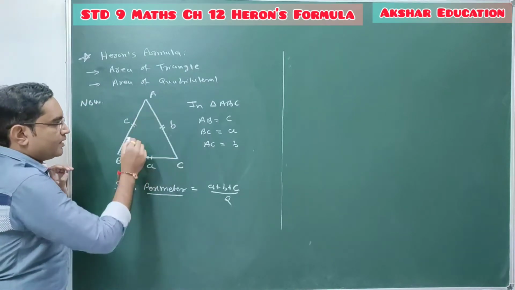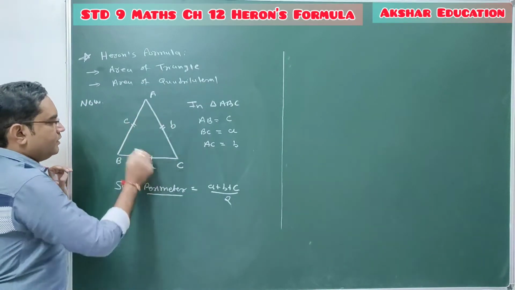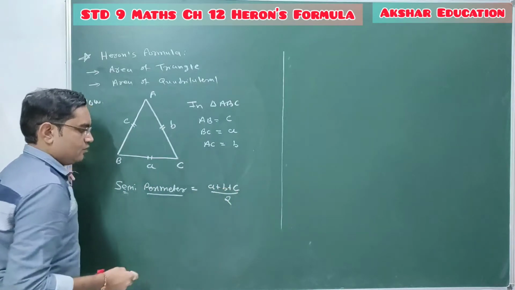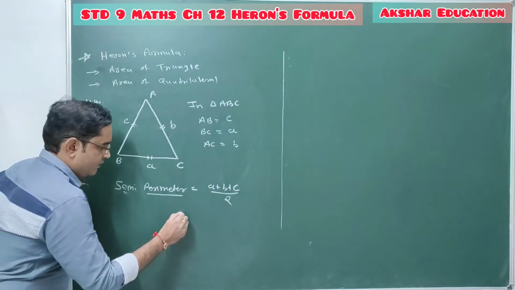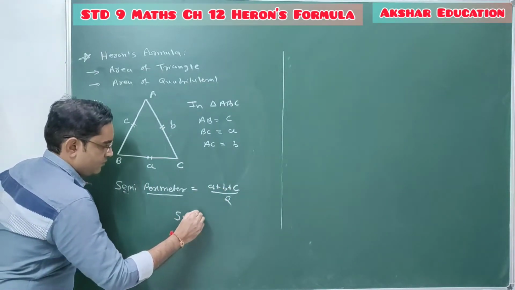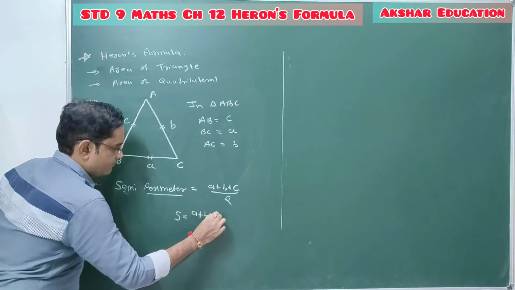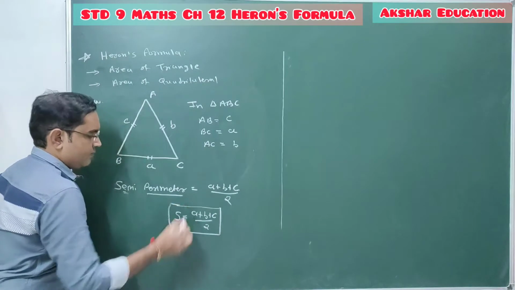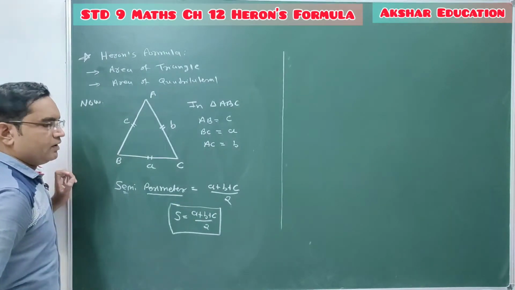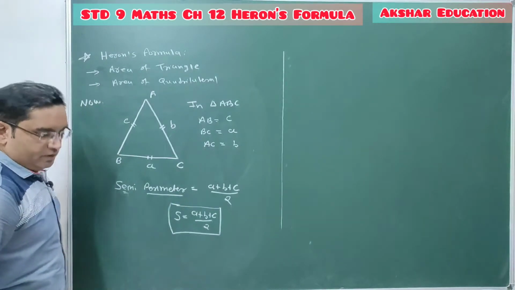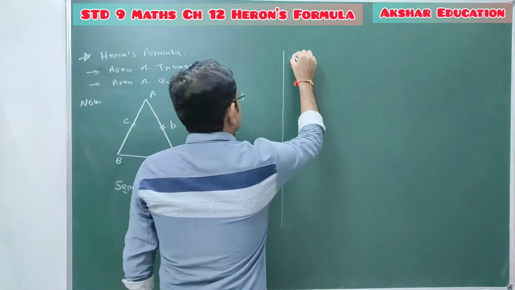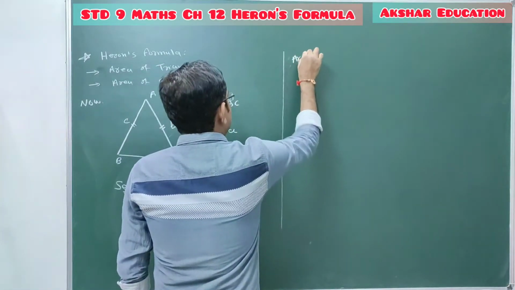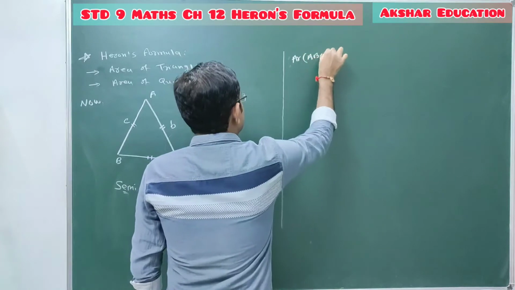So the semi-perimeter of a triangle is nothing but (a plus b plus c) by 2, and that semi-perimeter is represented by s. So first you have to find the semi-perimeter of the given triangle, that is (a plus b plus c) by 2. After finding this semi-perimeter, you can directly find the area of the triangle. It is represented by the area of triangle ABC.